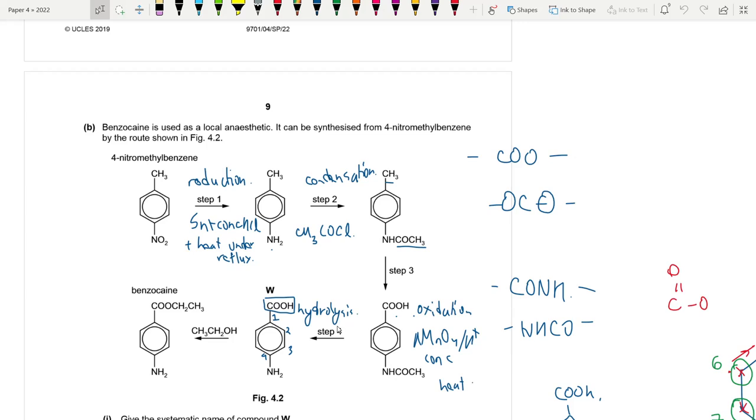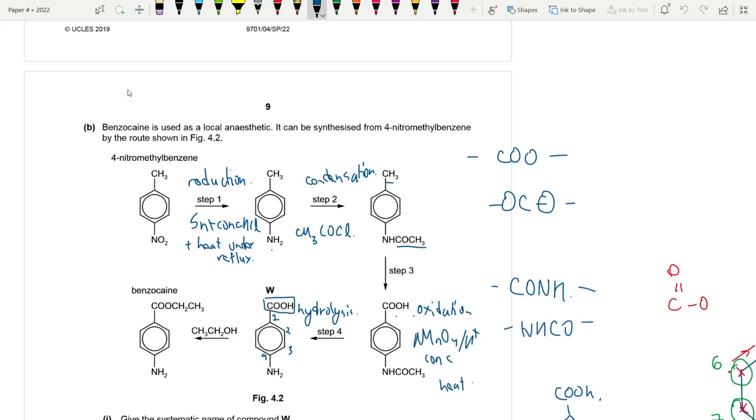What is the second step? It is basically a condensation reaction. We react an acyl chloride with the amine to form an amide. Okay, we form an amide, the CONH bond. Then in step 3, we are oxidizing the alkyl group, the methyl group, to form benzoic acid, right? Using hot concentrated acidified KMnO4. And in the next step, we're hydrolyzing the amide bond to get the amine back again.